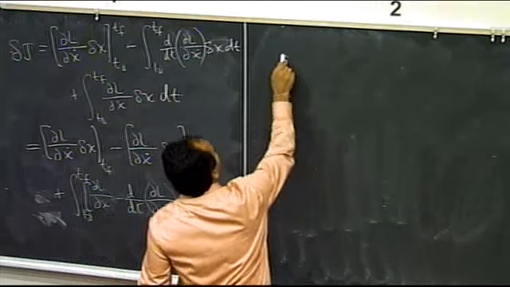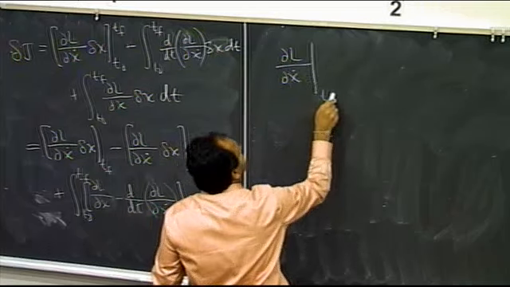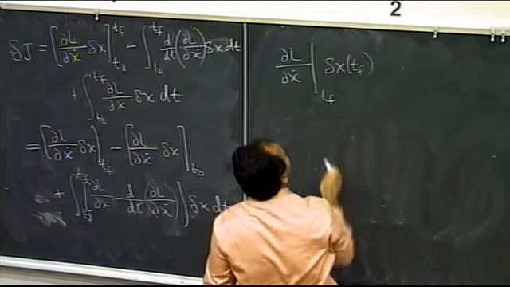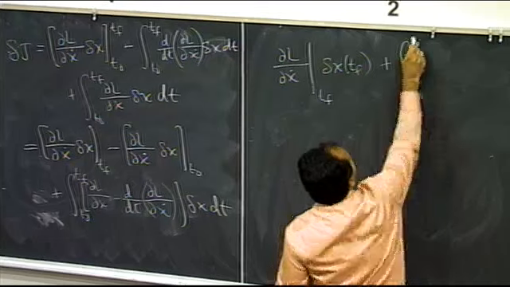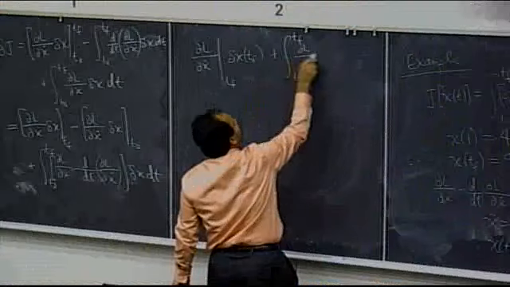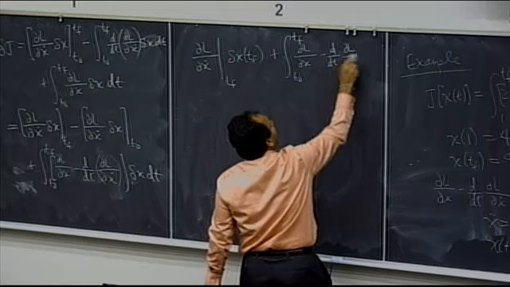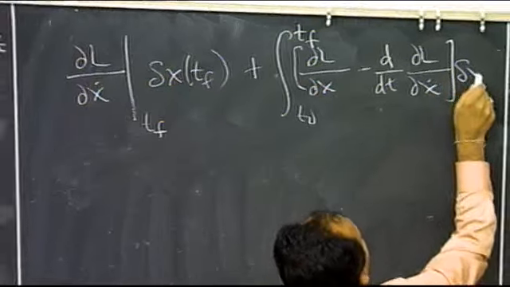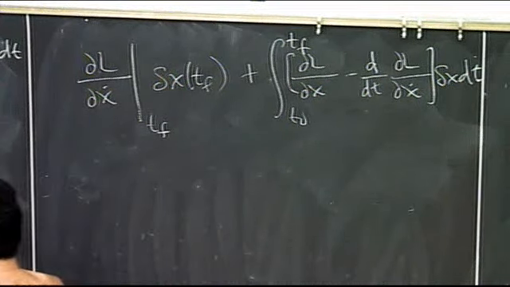So what you get is the partial of L with respect to x dot evaluated at tf times the variation in x at tf, plus the integral from t0 to tf of the partial of L with respect to x minus d/dt of the partial of L with respect to x dot, times the variation in x, dt. Because this is 0.